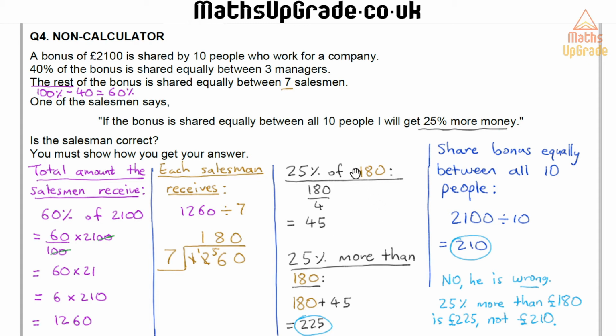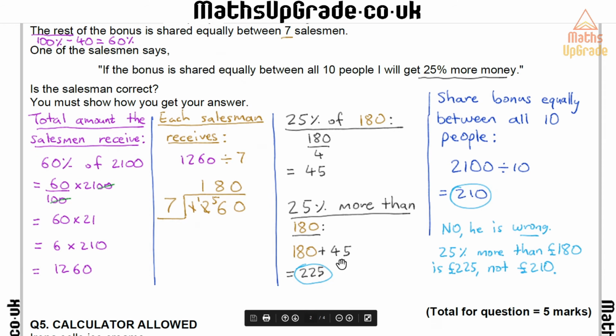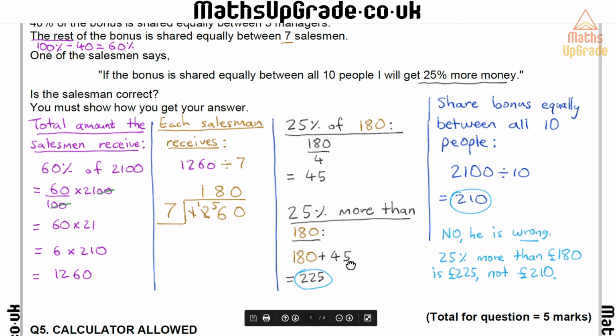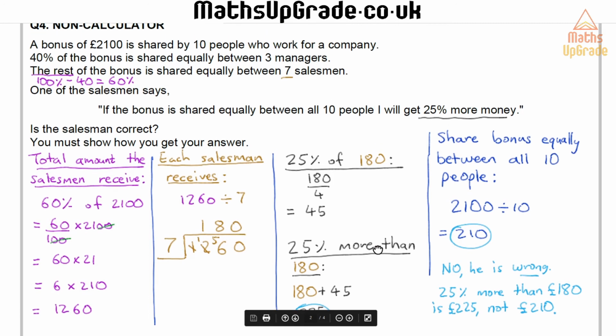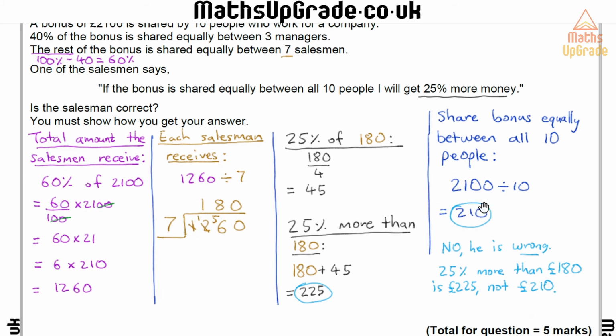So that's 25% of 180. Let's find 25% more than 180. In other words, 180 increased by 25%, which is 180 increased by 45. That gives me 225. Now let's park this for a moment. Let's see what we get when you share this whole bonus equally between the 10 people. In other words, 2,100 divided by 10, and that is 210.